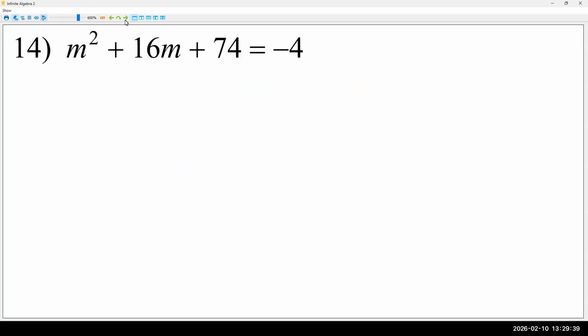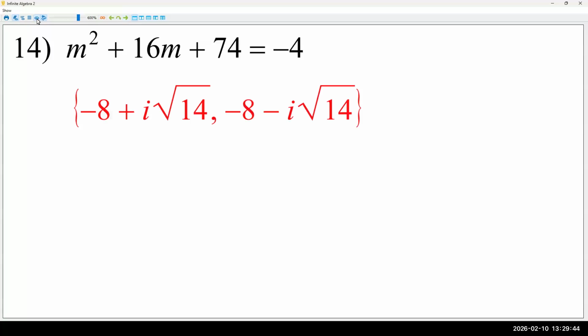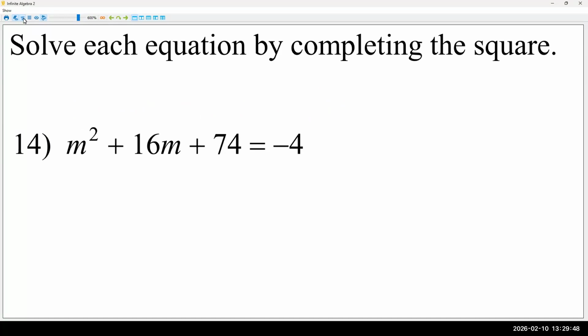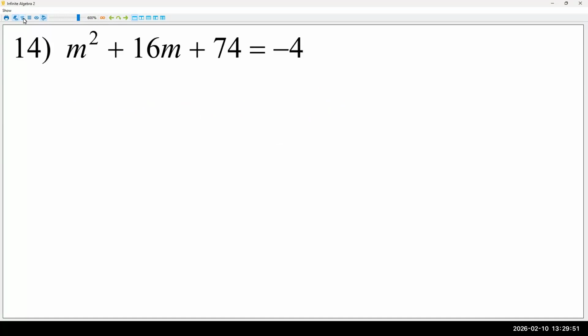And then when we come to 14, it asked me to solve by completing the square. All right, so let's see. How do I complete the square? So we're going to start by moving this constant to the other side. So I'm going to subtract 74. So I get m squared plus 16m, leave some space, equals -78.